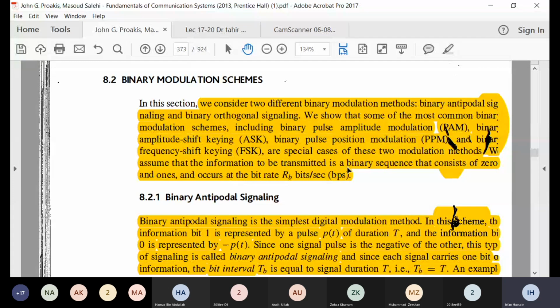So you can see here we will be studying these schemes, and the data, as we have already learned in the last chapter, you have converted into quantized values, and those quantized values are just represented by a sequence of zeros and ones. So your bit rate is RB, which is equal to the sampling rate, Nyquist rate, times the number of bits which are used to represent each quantized or encoded value.